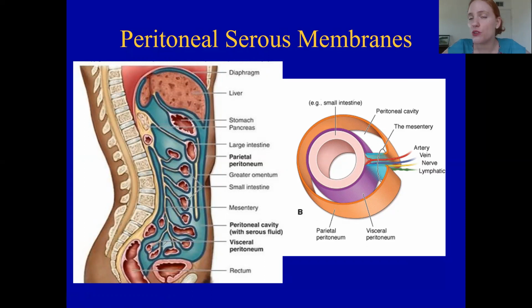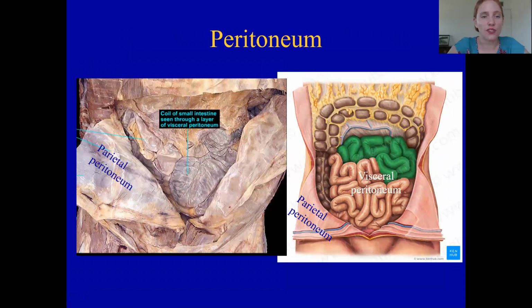And again, both of them are secreting that serous fluid so that as you're moving around, your organs are sliding all neat past each other. So visceral peritoneum on the organ, parietal peritoneum on the cavity body wall. This is what it looks like. So there's your small intestine, there's your parietal peritoneum.